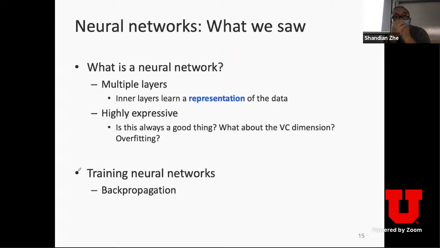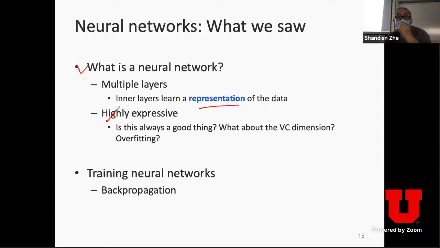All right, a brief summary. Neural networks so far, what have we seen? We have given a definition of neural nets, the most basic one, the multi-layer neural network. Sometimes it's referred to as a multi-layer perceptron or feed-forward neural network. They refer to the same thing. You can view it as a layer-by-layer transformation of the input data, where each layer is a new representation of the data.